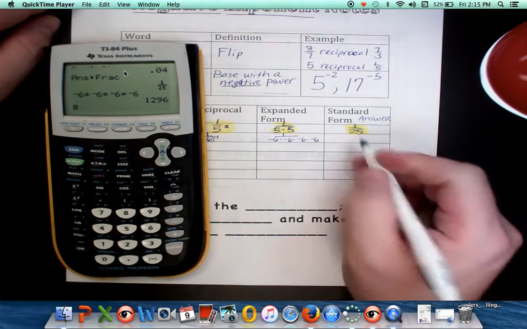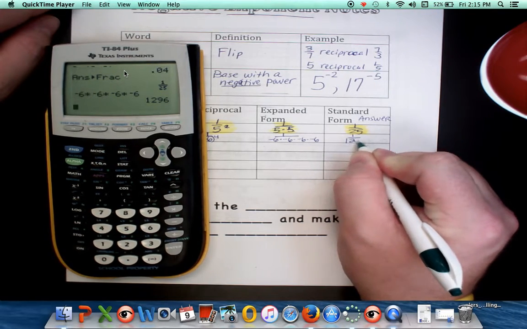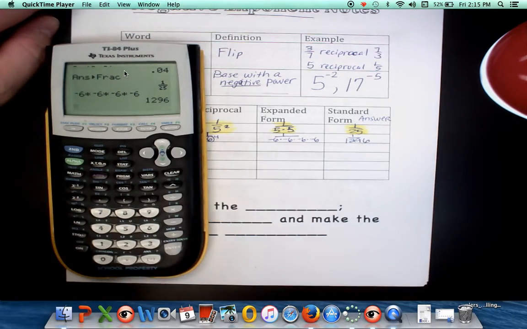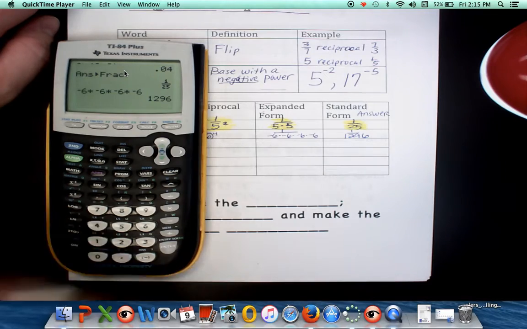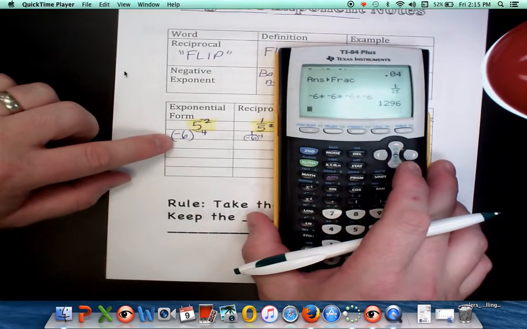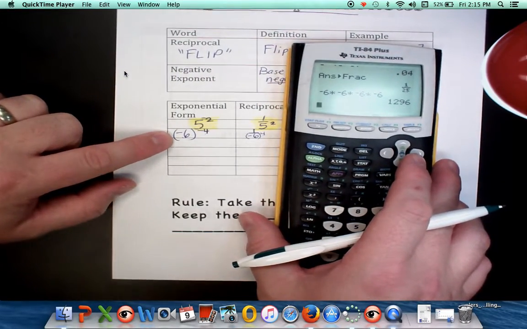So it's going to be 1 over 1,296 would be my answer. And I can put that on my calculator, this one right here. Let's check my answers to see if they're all right.